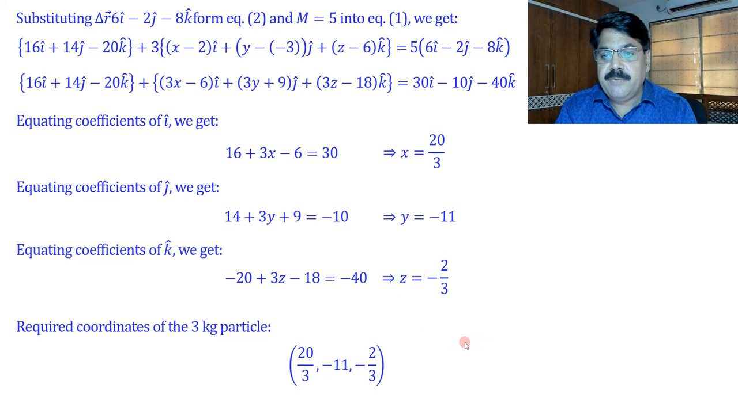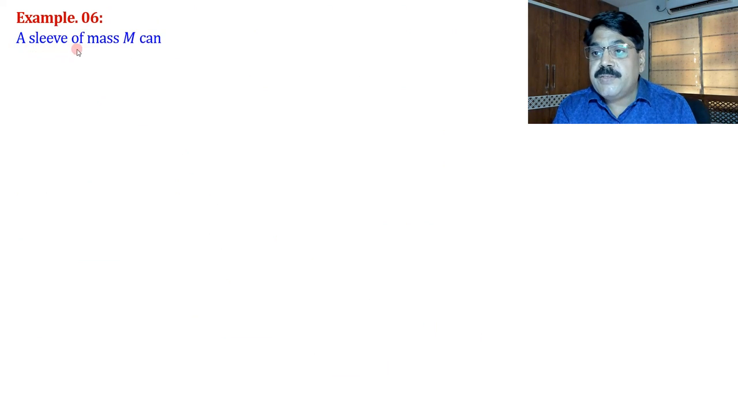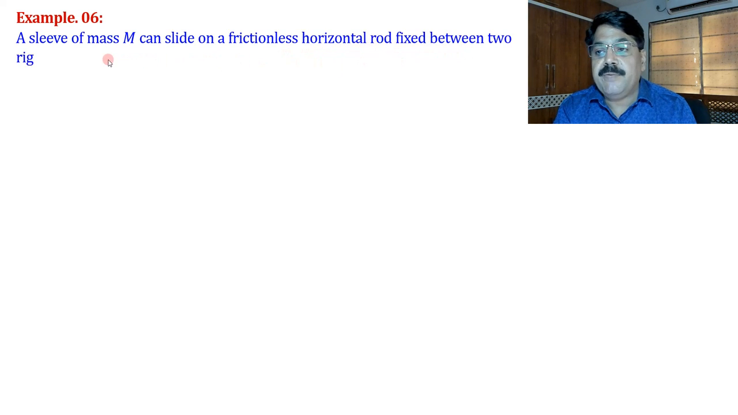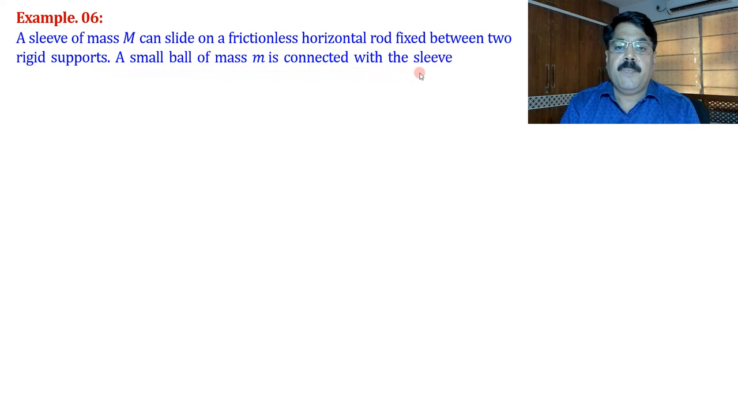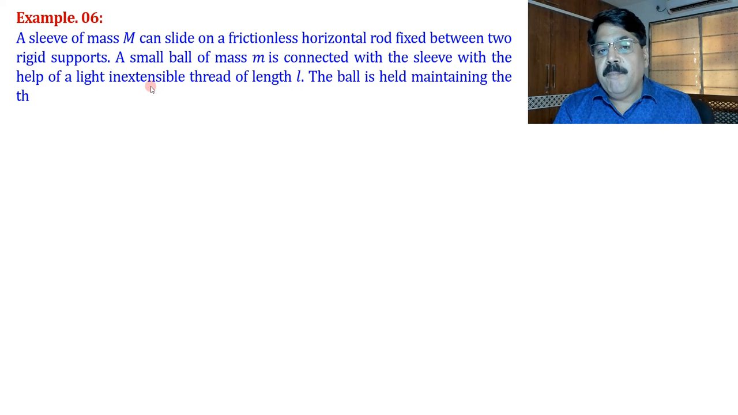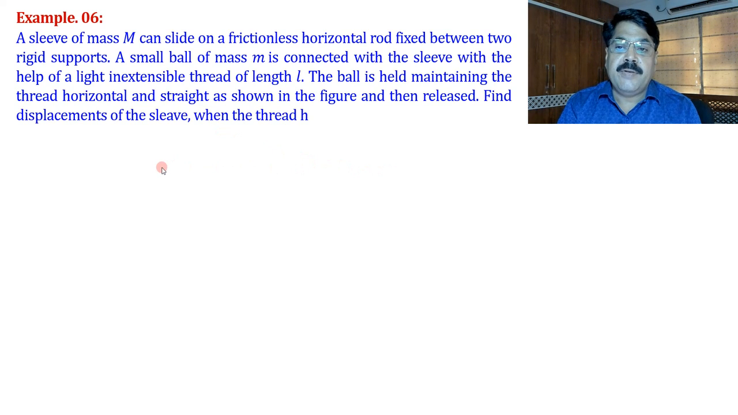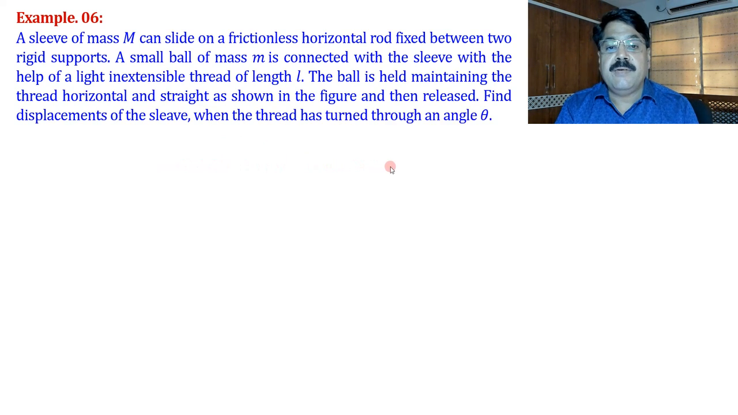Now let us proceed further to the next example, example 6. What is that? Let us see. A sleeve of mass m can slide on a frictionless horizontal rod fixed between two rigid supports. A small ball of mass m is connected with the sleeve with the help of a light inextensible thread of length L. The ball is held maintaining the thread horizontal and straight as shown in the figure and then released. Find the displacement of the sleeve when the thread has turned through angle theta.